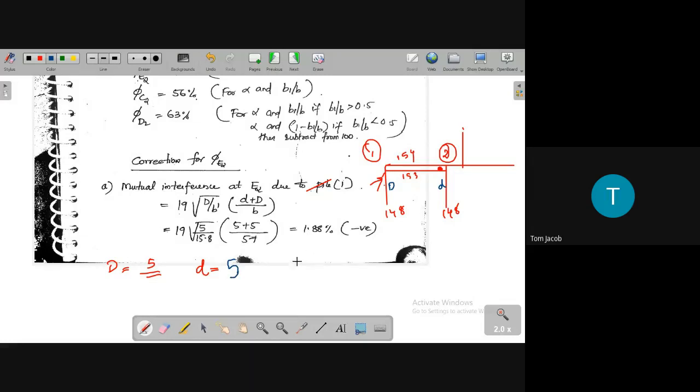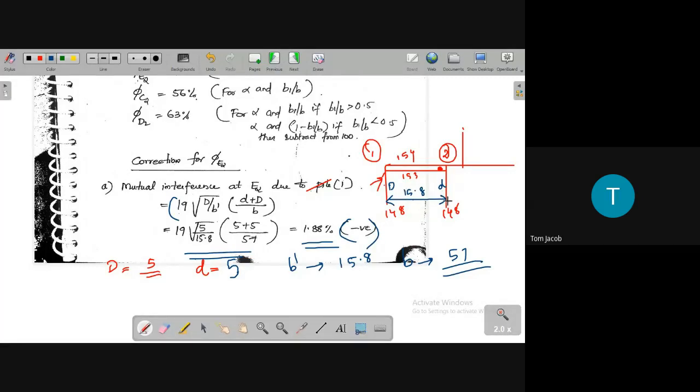Then we have B dash. B dash here is the gap distance between the two piles. So that is not the center to center distance. That is equal to 15.8. Then we have another value, B. That is the total width of the structure. That is 57. So substituting these values in this equation, you get 19 into the root of 5 by 15.8 into 5 plus 5 by 57. That's equal to 1.88.